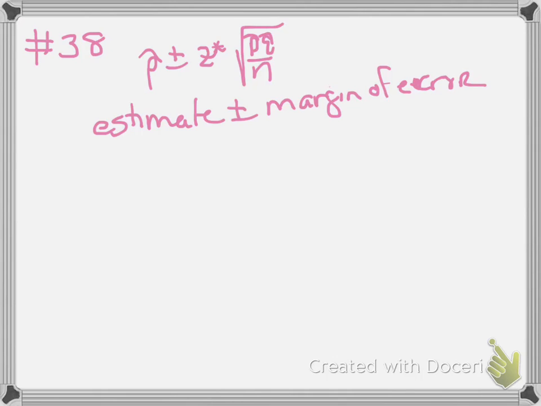All right, so let's go in here. They tell us that p hat is 0.52, so the estimate is 0.52. And they tell me that the margin of error is 3%, so that's 0.03. So if I subtract 3, what do I get? I get 0.49. If I add 3, I get 0.55. All right, so that's my interval.